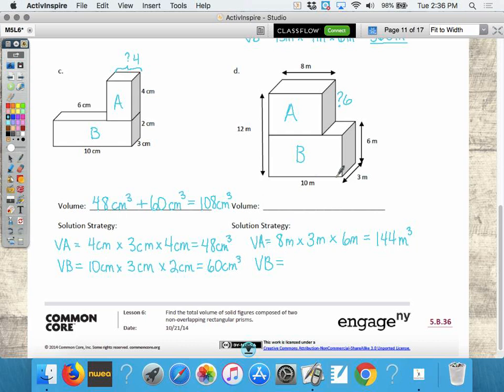Okay, volume of B. So we have 10 by 3 by 6. That one's pretty simple. To figure out the volume of A and B, we will add 144 cubic meters plus 180 cubic meters, equals 324 cubic meters.